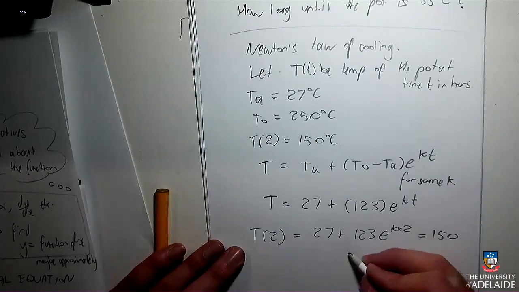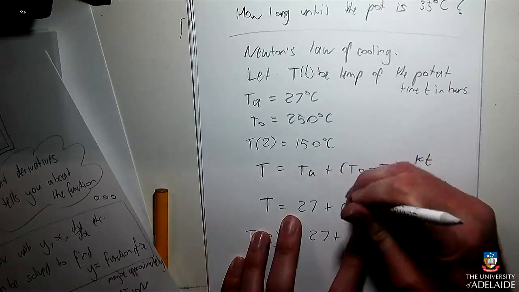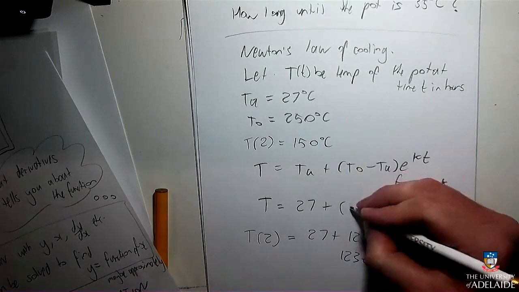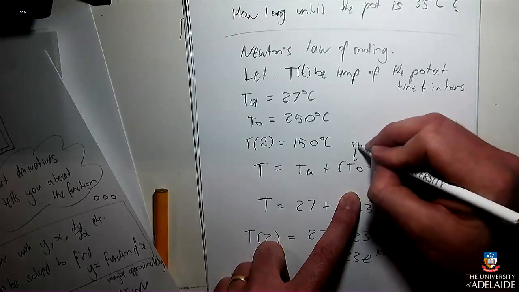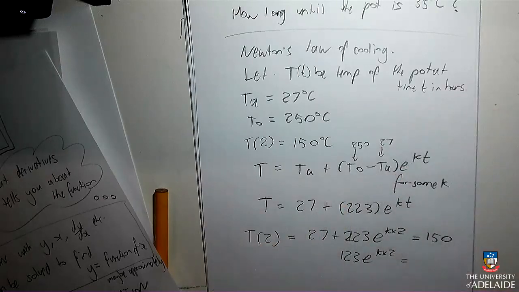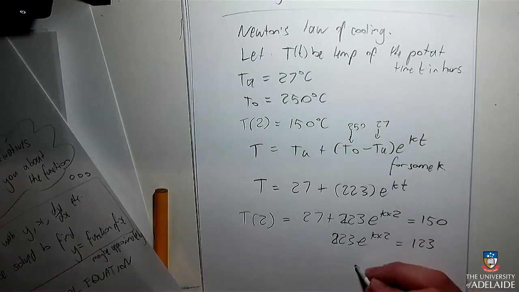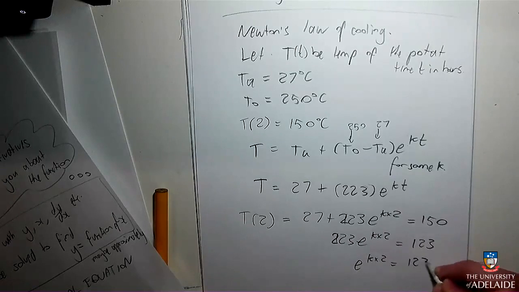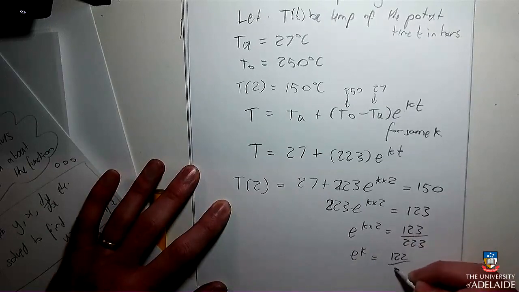Okay. And so I've got that 123 e to the k times 2 is... Oh, no. So T0 was 250, wasn't it? Whoop, 223. Sorry. This was 250. Right. Okay, so e to the k times 2 is 123 on 223, which is not going to simplify, which means that e to the k is, oh look, I did a 2 again.